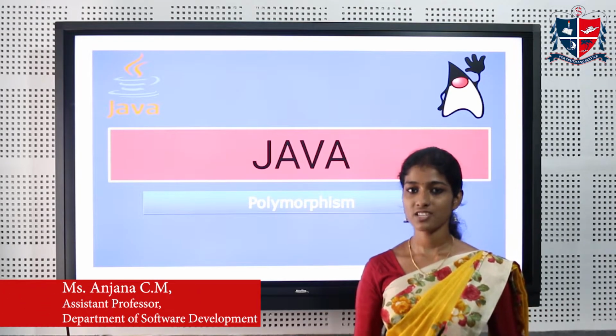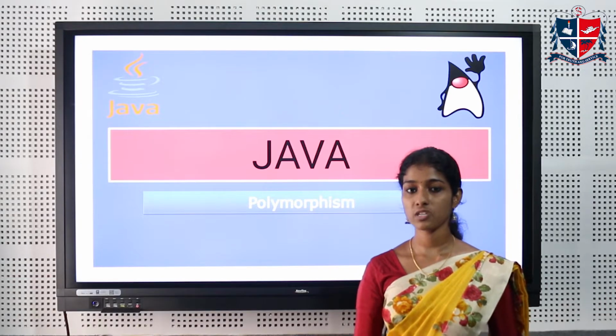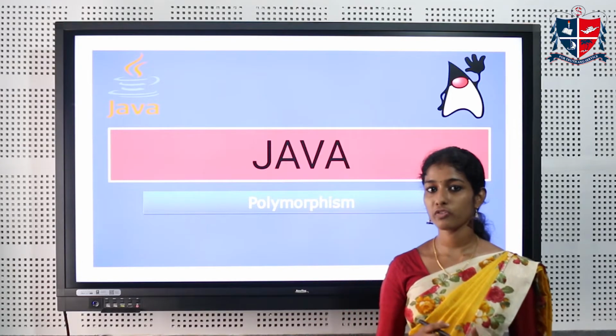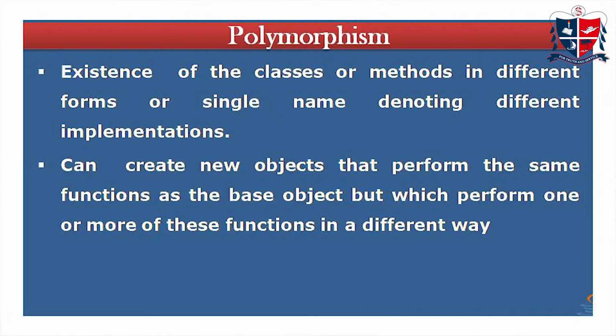So in the previous session, we have learned the concept of Java arrays. So in this session, we will be learning about polymorphism in Java. So what is polymorphism? Polymorphism actually means having different forms.